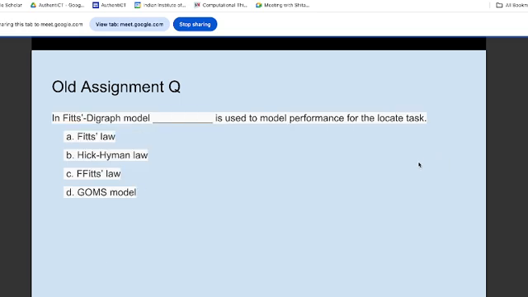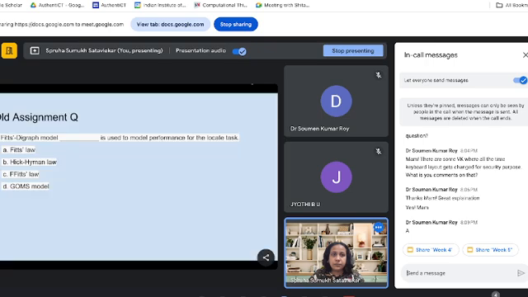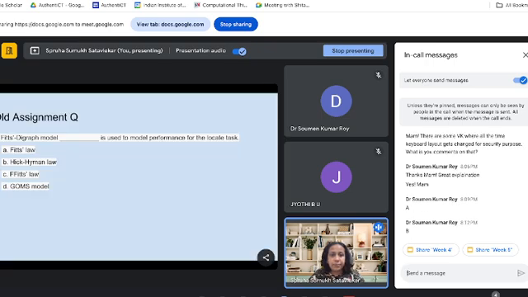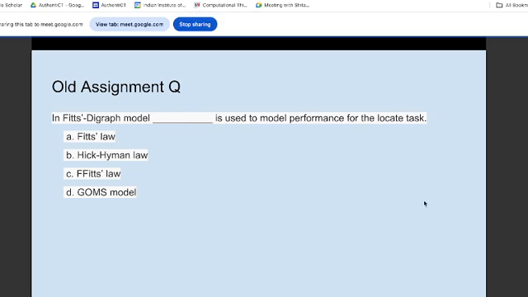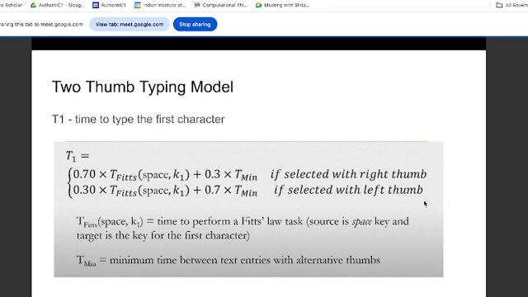In Fitts digraph model, dash is used to model performance for the locate task. Locate happens first. Yes, correct. It is Hick's law. You model the reaction time in the locate action, and then there is the move action, where you model the Fitts law. Correct.